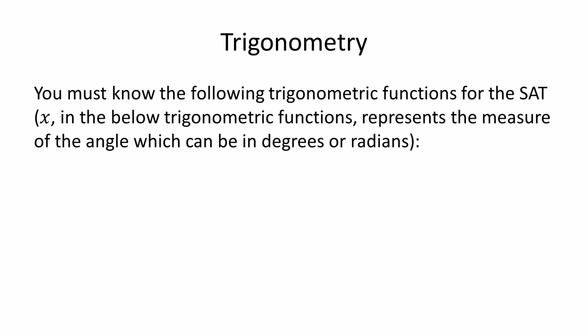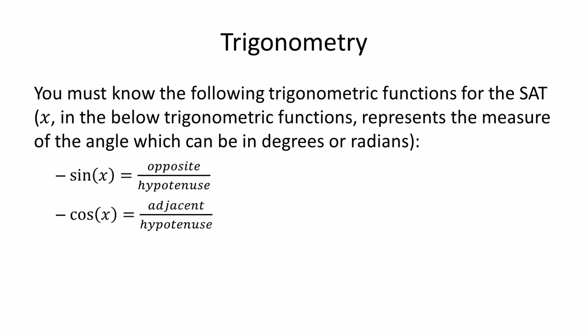You must know the following trigonometric functions for the SAT. X in the below trigonometric functions represents the measure of the angle, which can be in degrees or radians. So sine of x is equal to opposite over hypotenuse. Cosine of x is equal to adjacent over hypotenuse. And tangent of x is equal to opposite over adjacent.